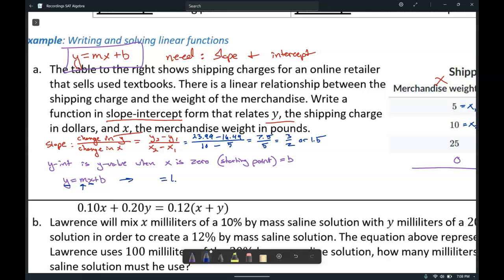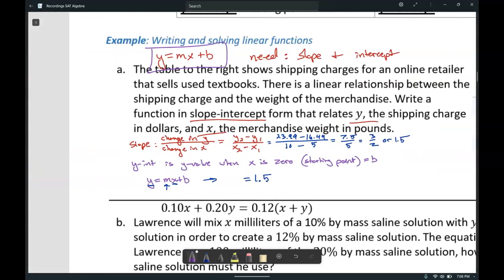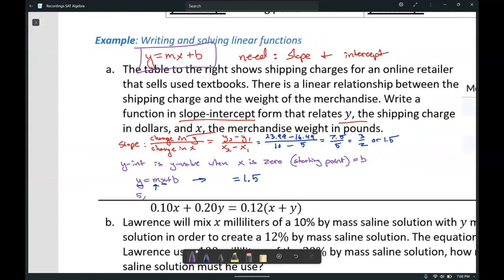We'll start with our slope of 1.5, and then we're going to use an ordered pair from our table. I'm just going to take this ordered pair, 5, 16.49, and I'm going to use that as my ordered pair. The y value is 16.49, the x value is 5, and now what we can do is solve for b. So 16.49 equals 7.5 plus b, and then when we subtract, we get a b value of 8.99.